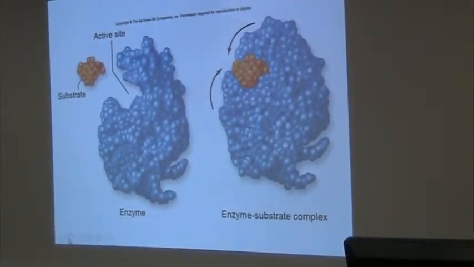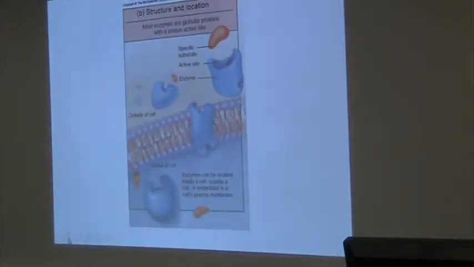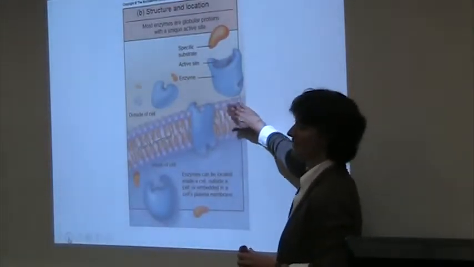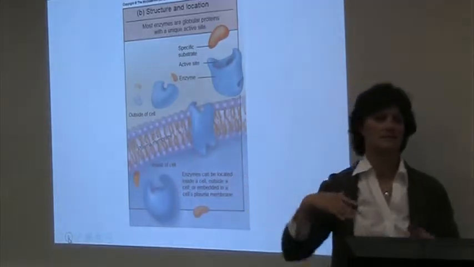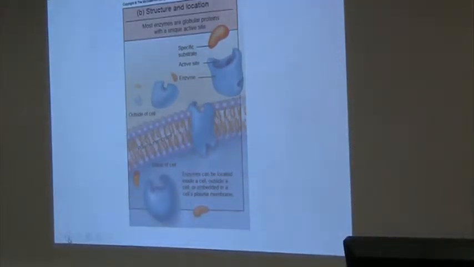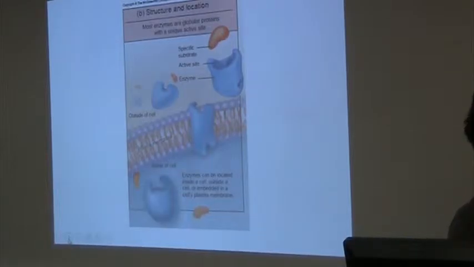Where are enzymes located? This is one of the questions on your quiz. In the cell, in the plasma membrane, out of the cell. They're everywhere. DNA polymerase, sucrase, lactase, maltase, pepsin, they're all over the place. Everywhere.